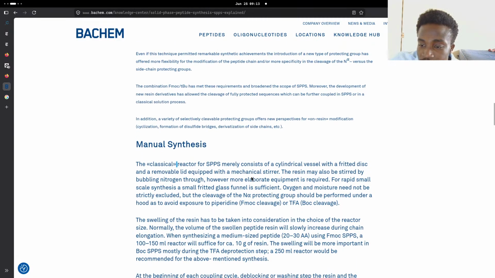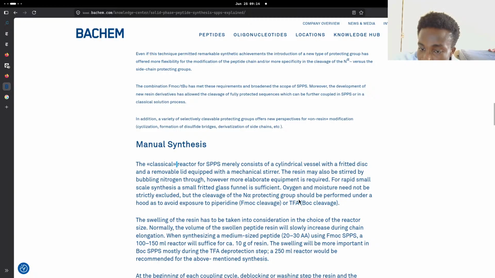Alright, the classical reactor for SPPS consists of a cylindrical vessel, yes, with a fritted disc, yes, we also know that, and a removable lid equipped with a mechanical stirrer. I mean, it is removable on the Gyros protein synthesizer, in the sense that you have a cap that is movable and basically a seal that moves into the vessel. So I guess that's the removable lid. The resin may also be stirred by bubbling nitrogen through. However, more elaborate equipment is required. Nice, we know that. For rapid small-scale synthesis, a small fritted glass funnel is sufficient.